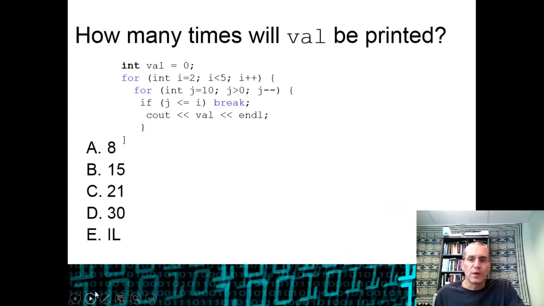All right, so here's the next one, and now we're introduced to the break statement. We want to know how many times val will be printed, how many times this line of code will happen. And one of the things to remember, break means it ends this loop, it ends the inner loop, and it's going to go back out to the outer loop.